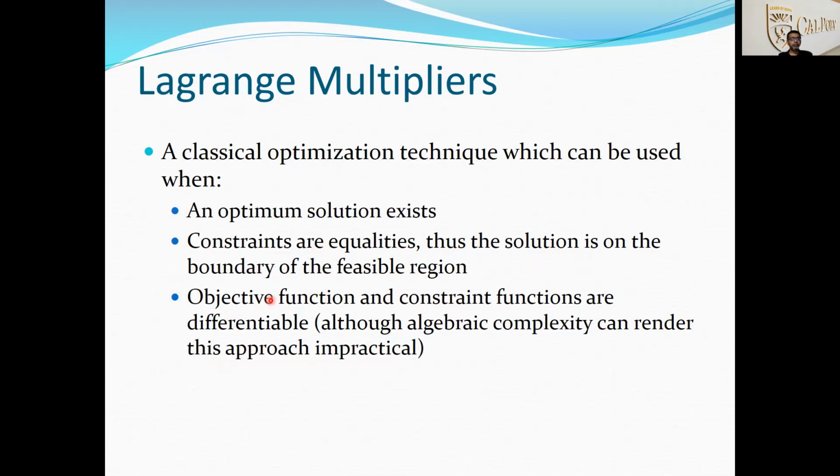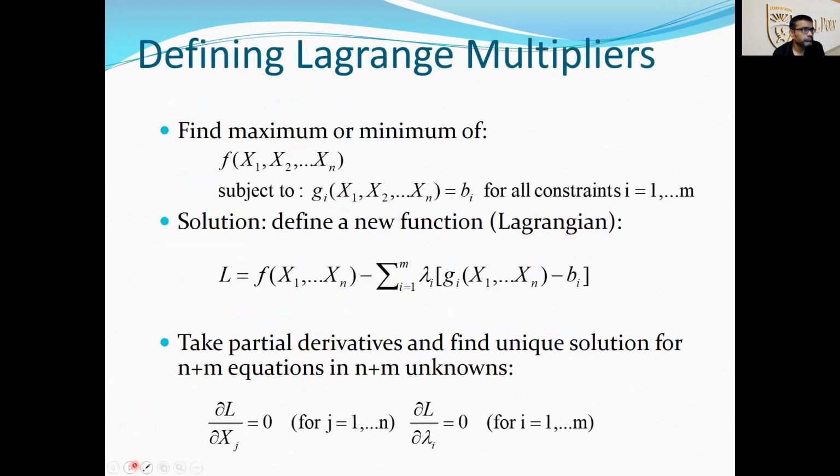Okay. And again, if there are a lot of variables in there, then the partial derivatives could get pretty messy for you to use. So here is a simple example. Find the maximum or minimum of this function, given some constraints.